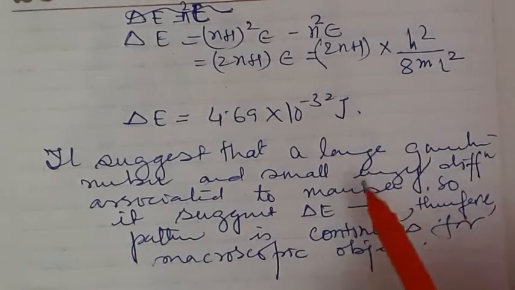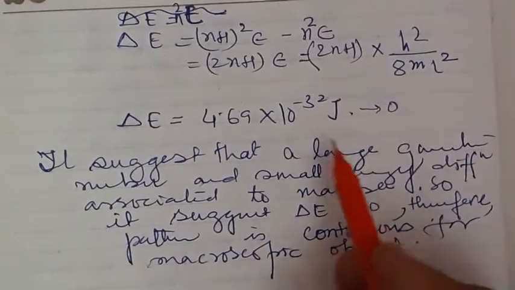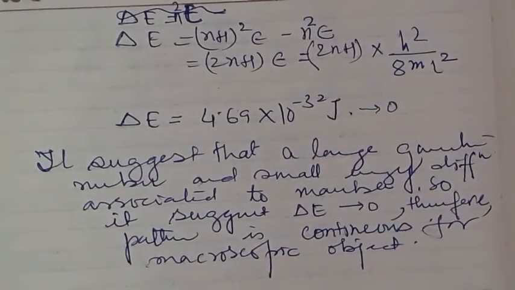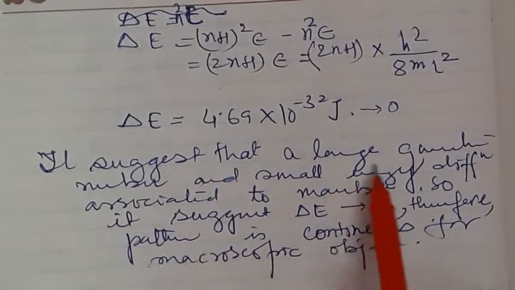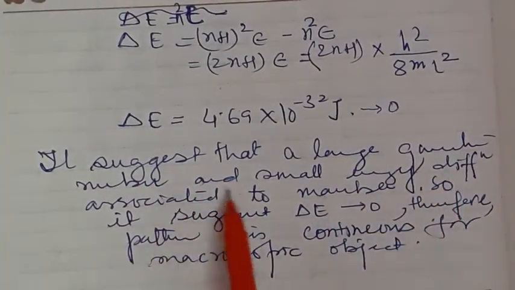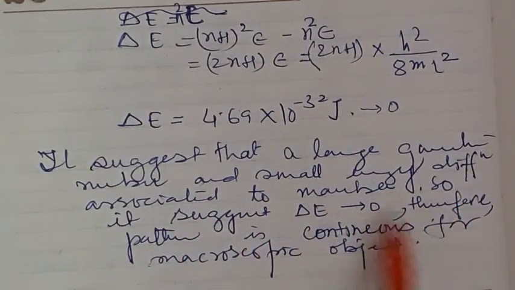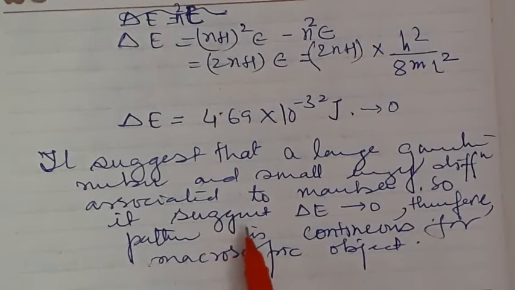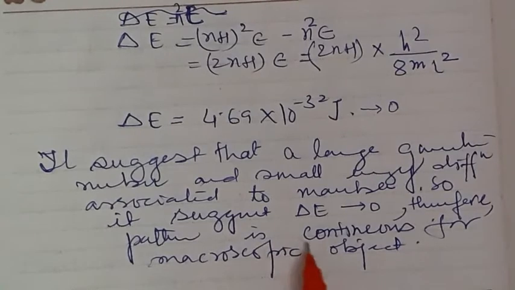See, this is a very small value tending to 0. 10 to the power minus 32 is a very small order. So that's why it suggests a large quantum number and a small energy difference associated with the marble, so delta E tends to 0. Therefore, the spectrum is continuous for a macroscopic object. For this marble, it will always be continuous.